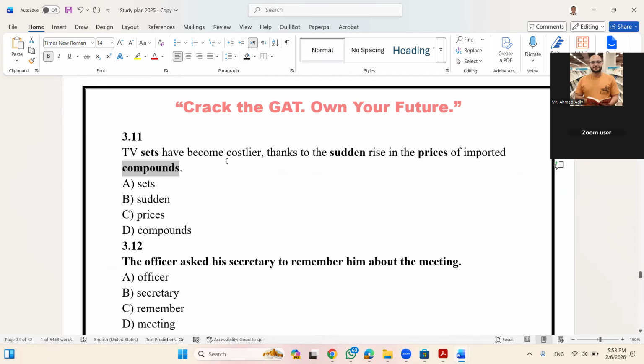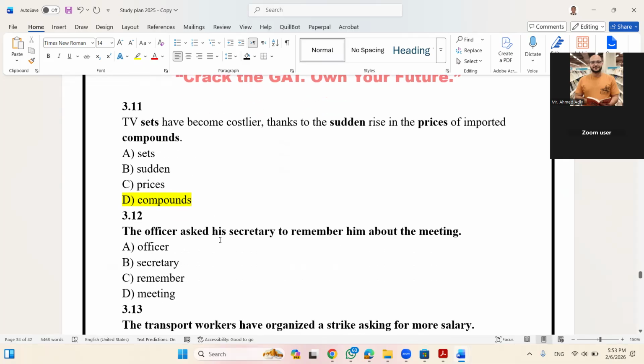TV sets have become costlier thanks to the sudden rise in the prices of the imported compounds. Compound, yeah, compound. Replace it. It should be replaced by components. TV sets have become costlier because of the sudden rise in the prices of imported components, not compounds. Components are the elements of something that enter into its composition, right?